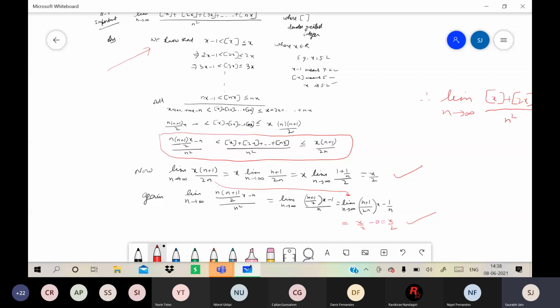How do you use it again and again? In place of x you keep on putting 2x, 3x and up to nx, and then you add all the inequalities. After that we observe the denominator, so we divide everything by n square. That is how we make the inequality which is written in the box. Then we find the limit of the first and last function at the given value of n. Both of them come out to be the same. That will be the answer of the limit of the middle function.